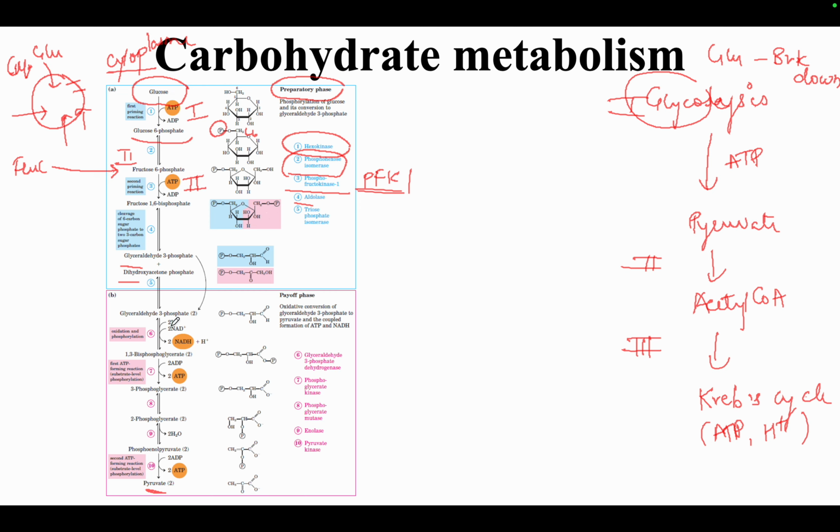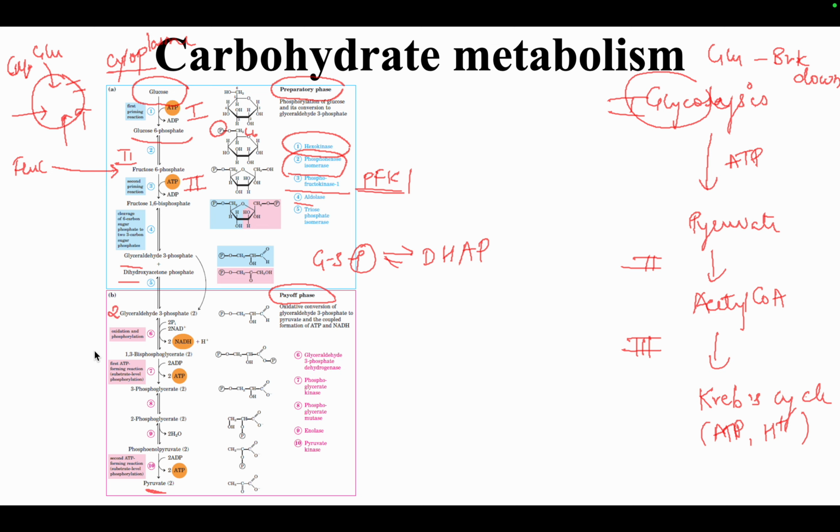Now glyceraldehyde 3-phosphate and dihydroxyacetone phosphate, that is DHAP, can be easily interconverted by an enzyme. So now we have 2 molecules of glyceraldehyde 3-phosphate, and now this is the payoff phase. Why is this a payoff phase? We'll see why it is known as the payoff phase. Then the 2 molecules of glyceraldehyde 3-phosphate.